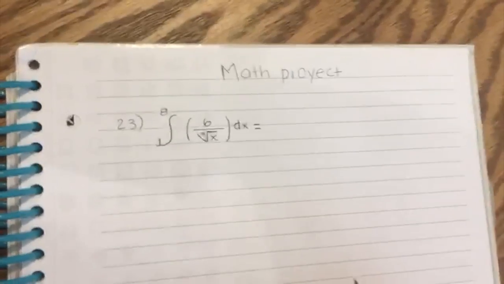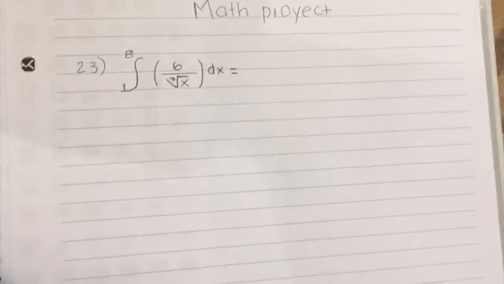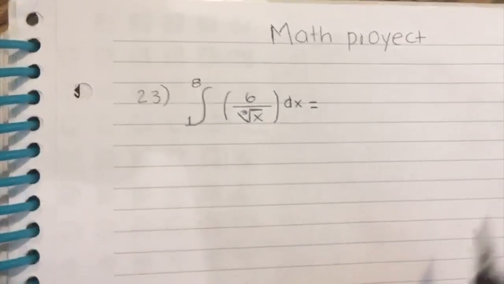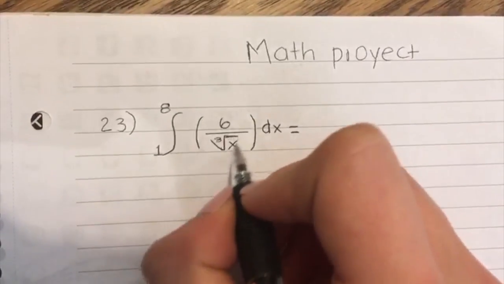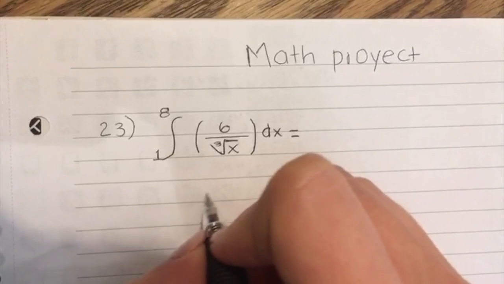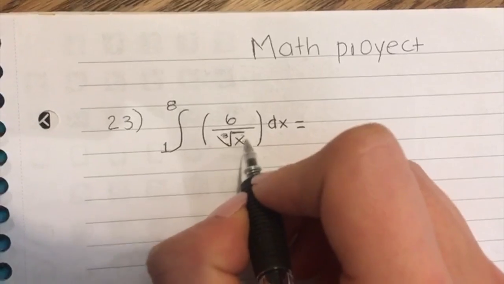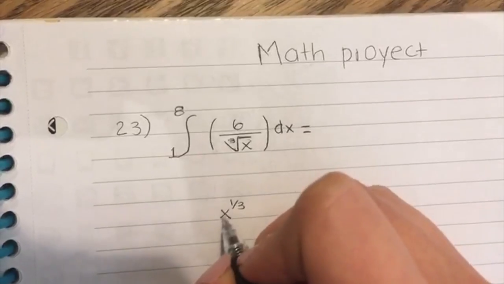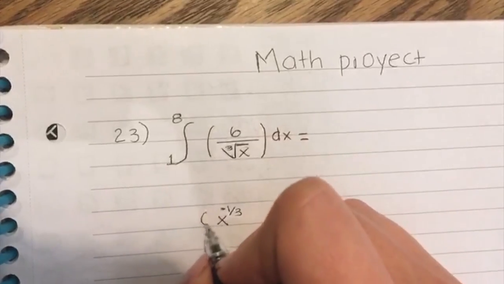Hi, my name is Loretta and I'm solving problem number 23. Okay, so I can see my problem. I have a definite integral. So I am going to start first by solving the parentheses. So I am going to remove this square root. By that, this equals x to the 1/3. And since I am moving it up, I am going to add a negative, and the 6 stays there.